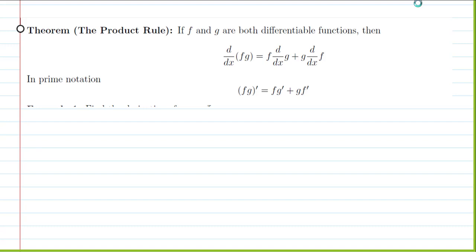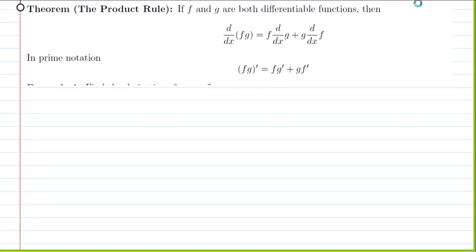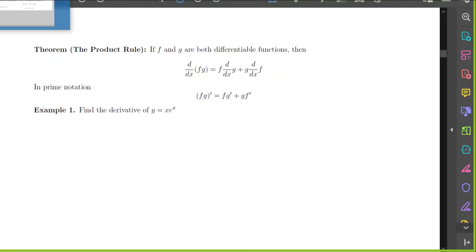To use this formula, we need to know f, we need to know g, we also need to know f prime and g prime. So we'll be given f and g, we'll have to calculate f prime and g prime, and then we just put everything into our nice formula. And we're done. All right, so let's go ahead and take a look at our first example.